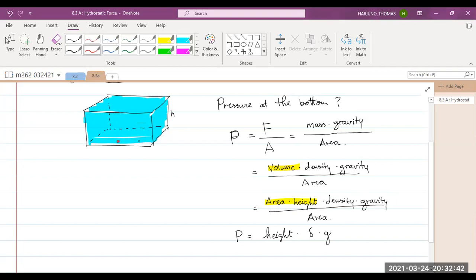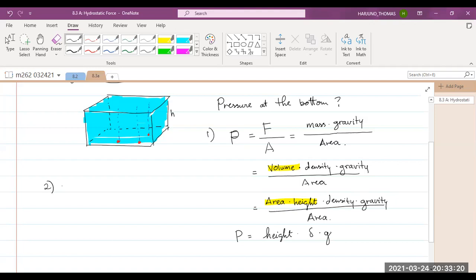In other words, from what we do here, we find out that the pressure experienced at any point actually depends on how deep that point is from the surface of the fluid. It has nothing to do with the shape. It's about how deep it is from the surface of the water, the surface of the liquid. Okay, now next thing. That's the first important thing.